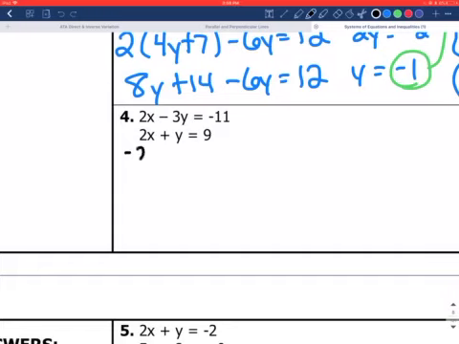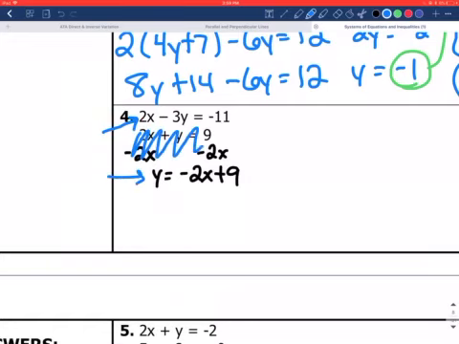To solve for y here, we just need to subtract 2x to both sides. So that'll be negative 2x plus 9. So the two equations that I'm using now are this top one and the one that we just changed. So I'm not even worrying about this anymore. You don't have to mark it off like that if you don't want to, but just understand that these are the two equations that you're using now. So I'm going to take this negative 2x plus 9 and plug it in for y up here.